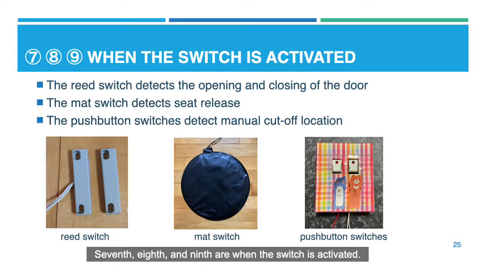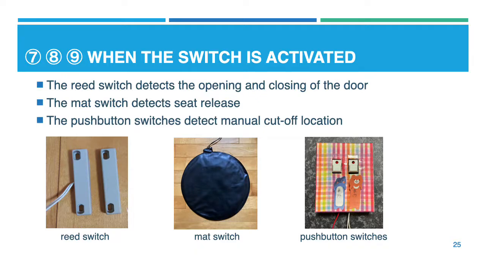Seventh, eighth, and ninth are when a switch is activated. A reed switch detected the opening and closing of the door. A mat switch detected when a seat was occupied or vacated. And a manual record button allows users to extract the scenes they want.